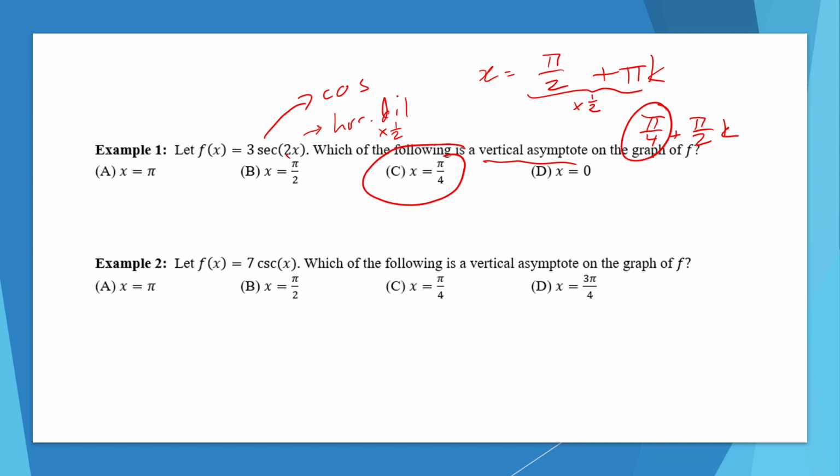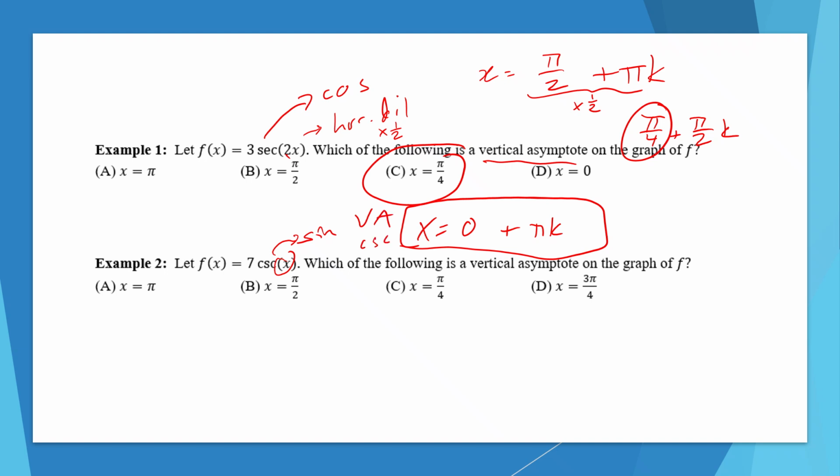Example 2, we have 7 cosecant x. Here, the reciprocal of this is sine. Where is sine equal to 0? That's going to be at 0 plus pi k. And then we just want to see which one of these 4 asymptotes would fit in that equation. There's no b value, so this is just going to be our vertical asymptote equation for cosecant because it's a 0 equation for sine.